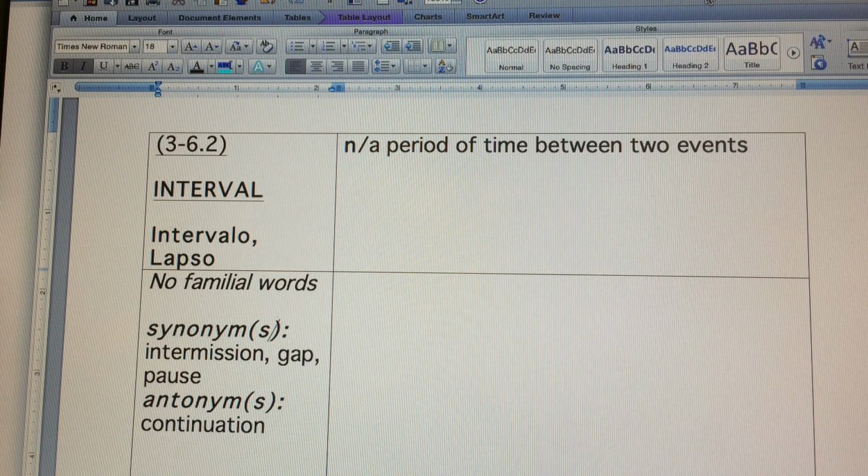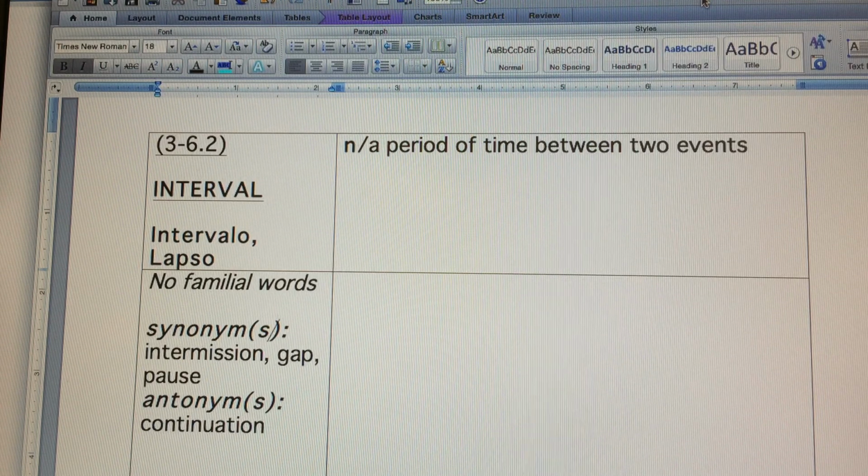But we do have a few synonyms. We have intermission, gap, and pause. And for your antonym, continuation. It means because there is no gap, there is no interval, then things are just continuing.